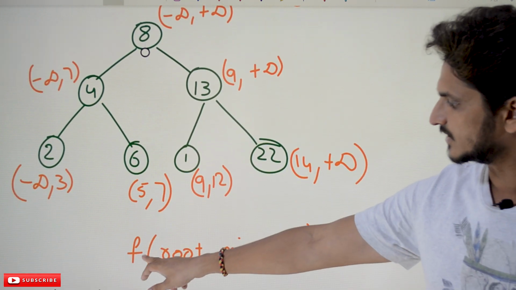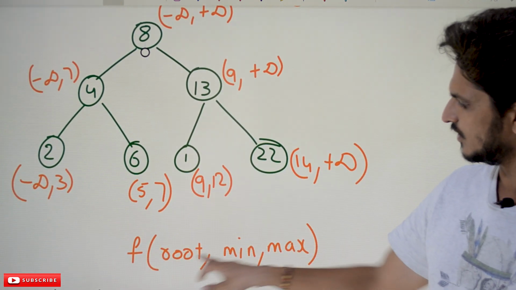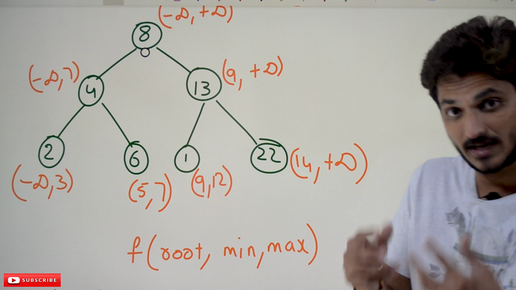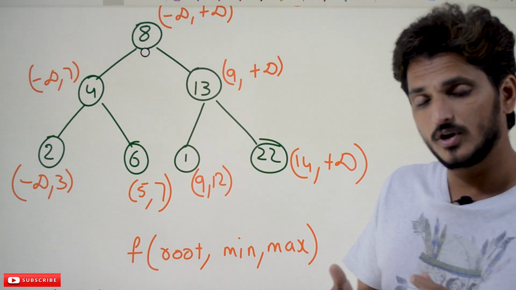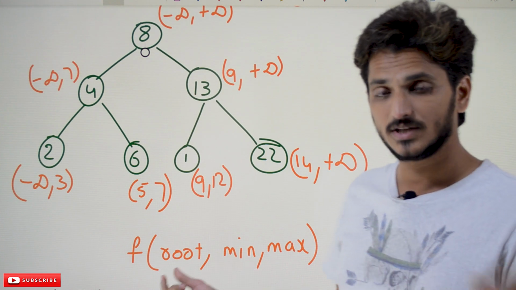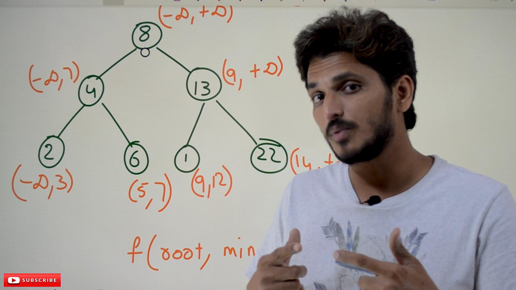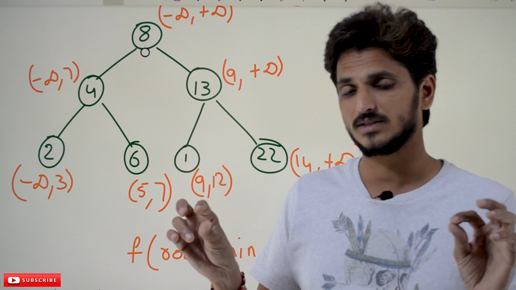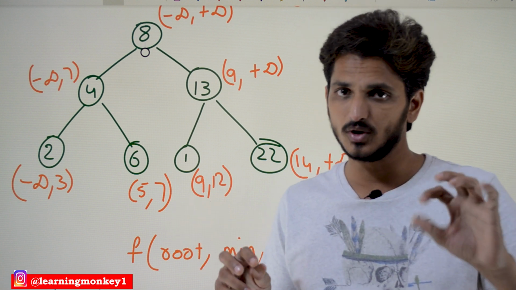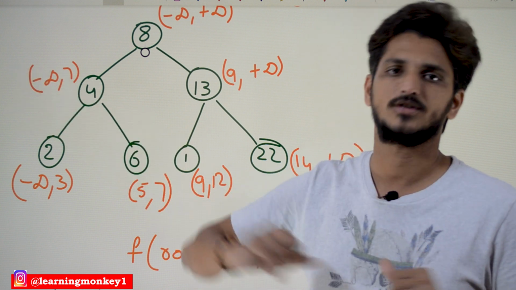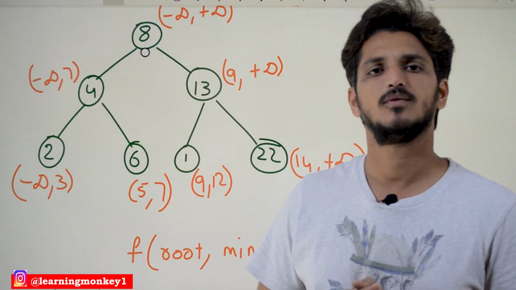So initially the function is called like this: root node, min element, max element. First time when we call the function, we are going to call min value as minus infinity, max value as plus infinity. But coming to the coding part, we don't have minus infinity and plus infinity. We are going to take a negative large number and a positive large number.